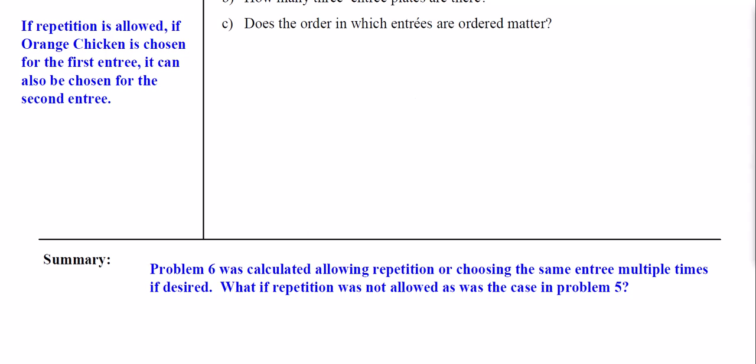For your summary, problem 6 was calculated by allowing repetition, or choosing the same entree multiple times. So how would problem 6 be different if repetition was not allowed? Right? Like if you think about problem 5 with the locker combination, repetition wasn't allowed. So what happened each time when I picked an option? I had fewer options each time. Take some time. Use some words. Summarize. Orange chicken.